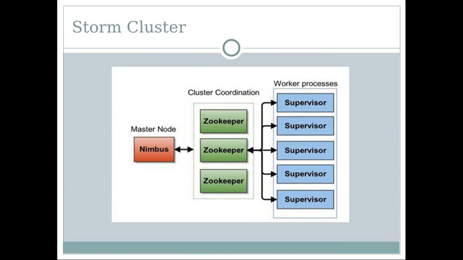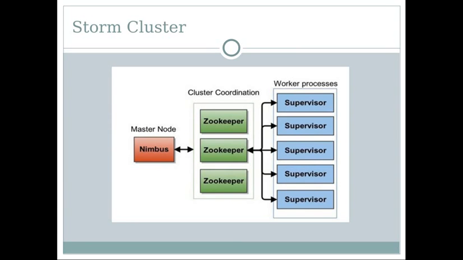So next I'll talk about the Storm cluster. Basically there are three types of nodes in a Storm cluster. First one is the master node or the Nimbus node. The Nimbus node is similar to the job tracker in Hadoop. The Nimbus node assigns the work to individual worker nodes and manages them.